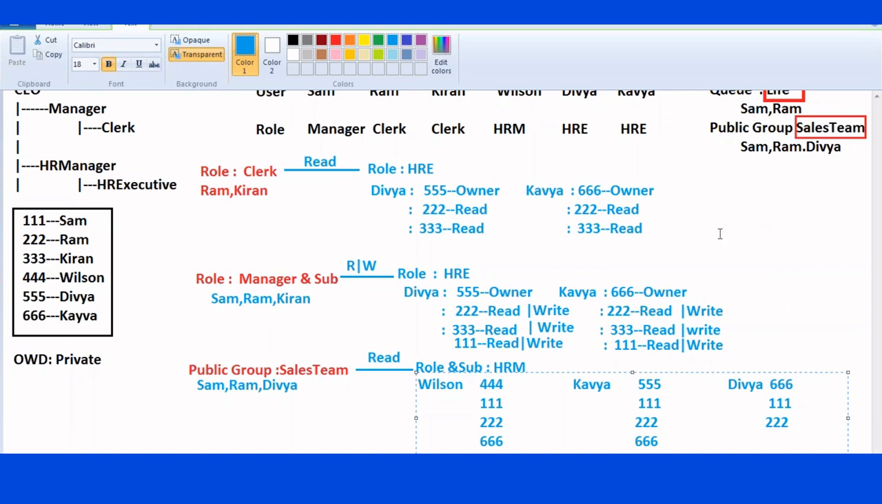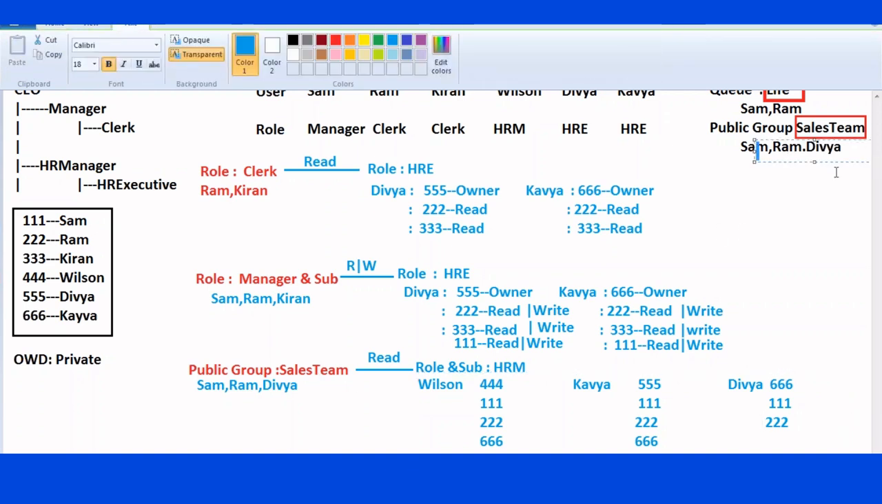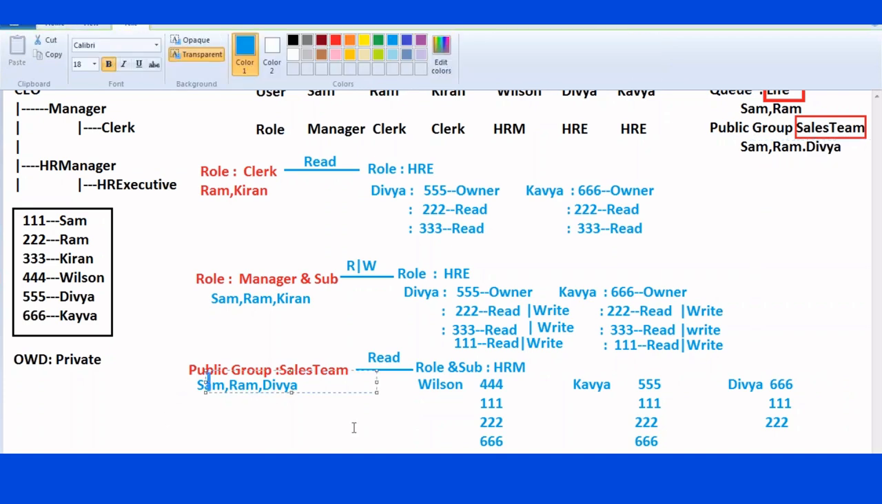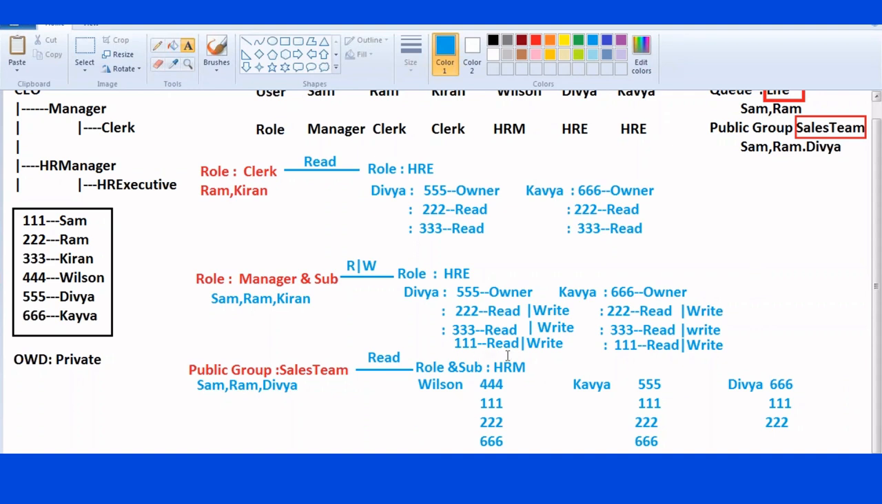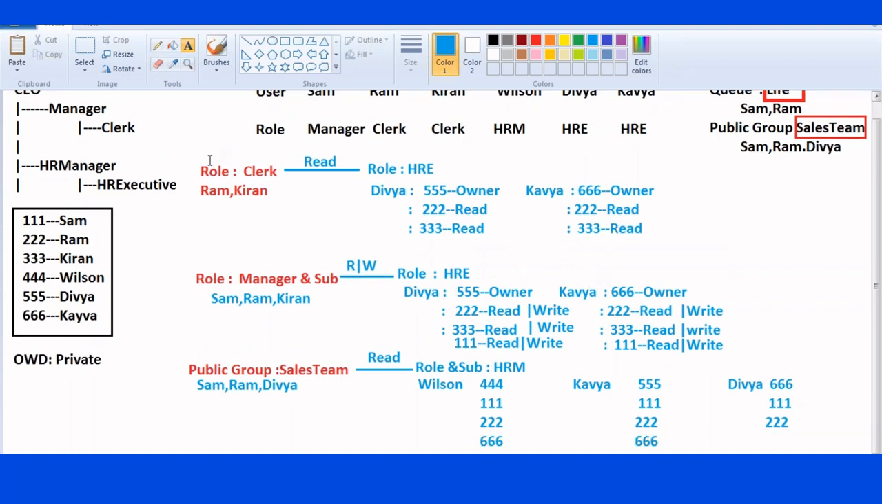When I say sales team, who are there in the sales team? Shah, Ram, Divya. Records of Shah, Ram, Divya are shared with the role and subordinate of HR manager. So who is the role and subordinate of HR manager? HR manager and subordinate. Who is the HR manager? Wilson. So subordinates of Wilson are Divya and Kavya. I think I have given it vice versa. Records are given vice versa, right? It should be 555.